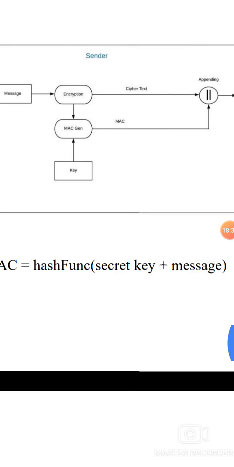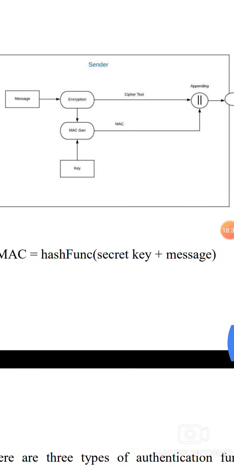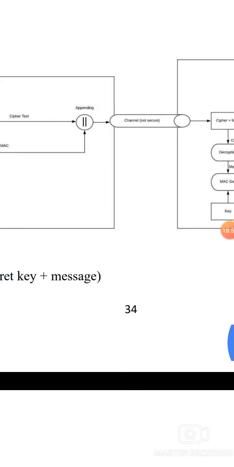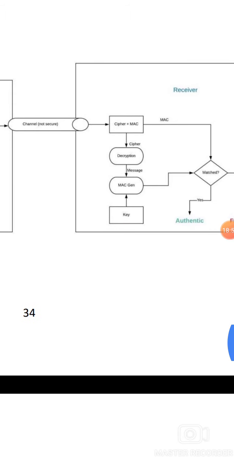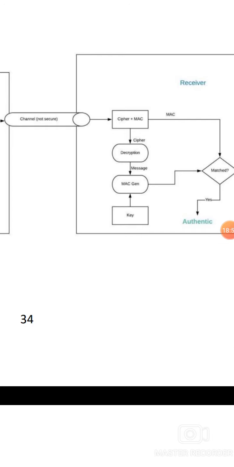The sender encrypts the message into ciphertext, then appends the MAC. The MAC is generated using a key, this message authentication code. Then, over the insecure channel, the receiver gets the cipher plus the MAC, decrypts the message, and generates the MAC again.